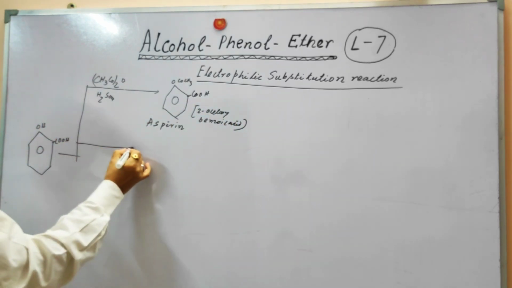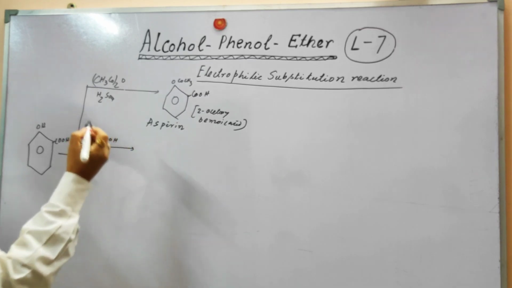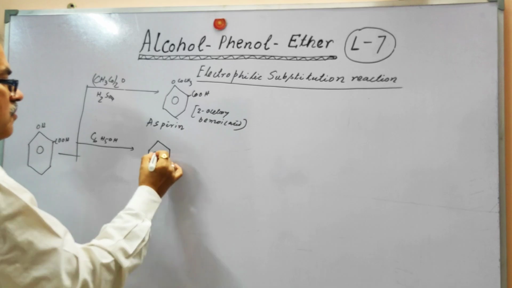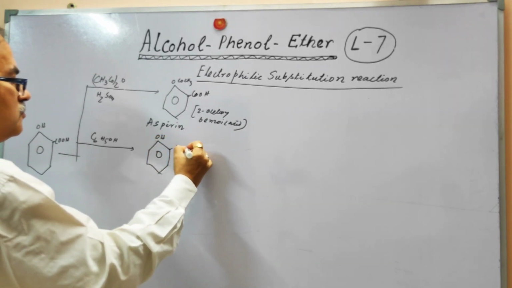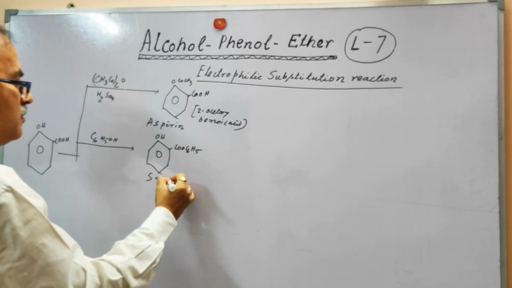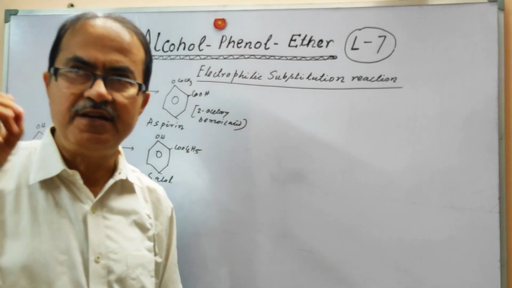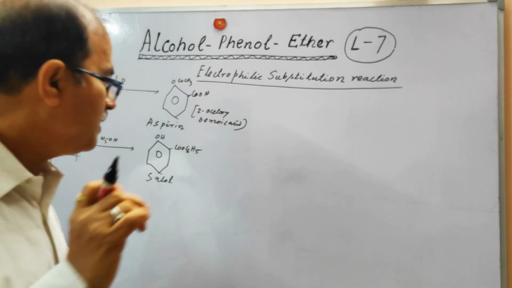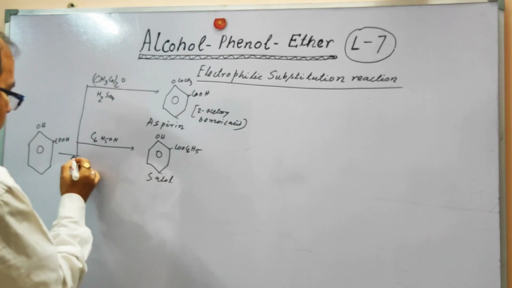Another application: when salicylic acid reacts with phenol, it is going to produce another very important compound, COC6H5. This is called salol. This salol is used as an antiseptic, for intestinal problems, when there is an infection in the intestine. This is called salol.